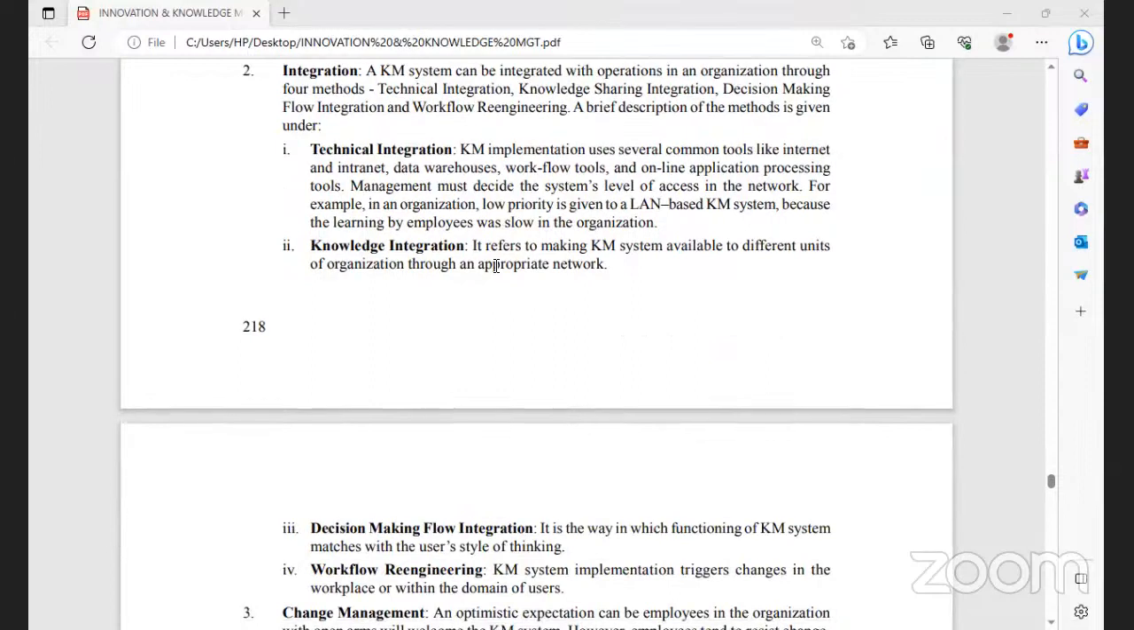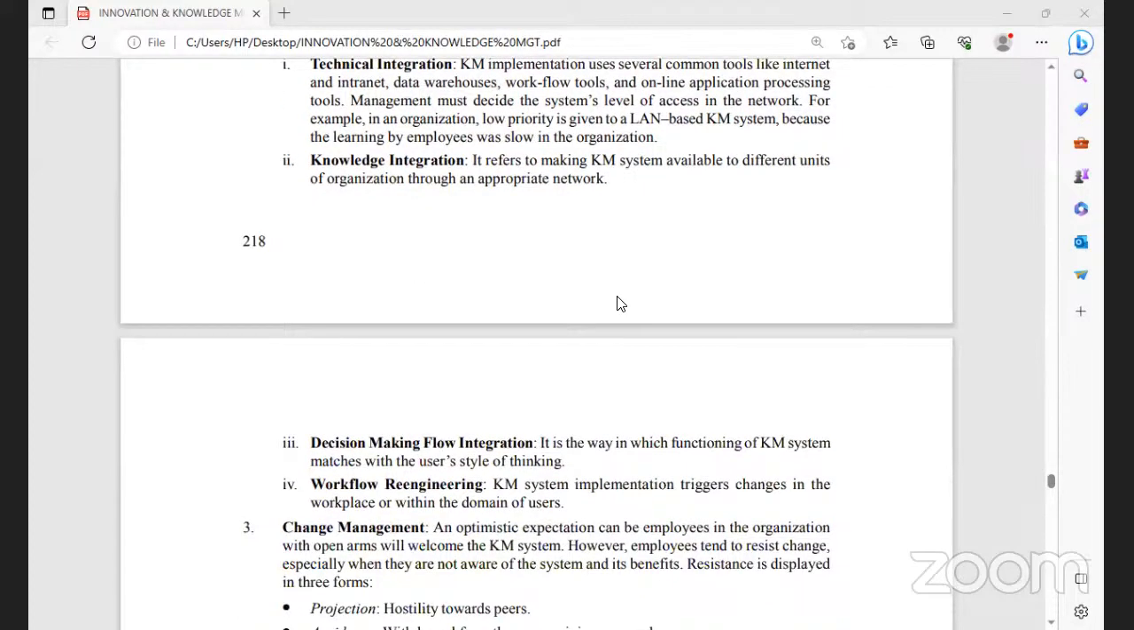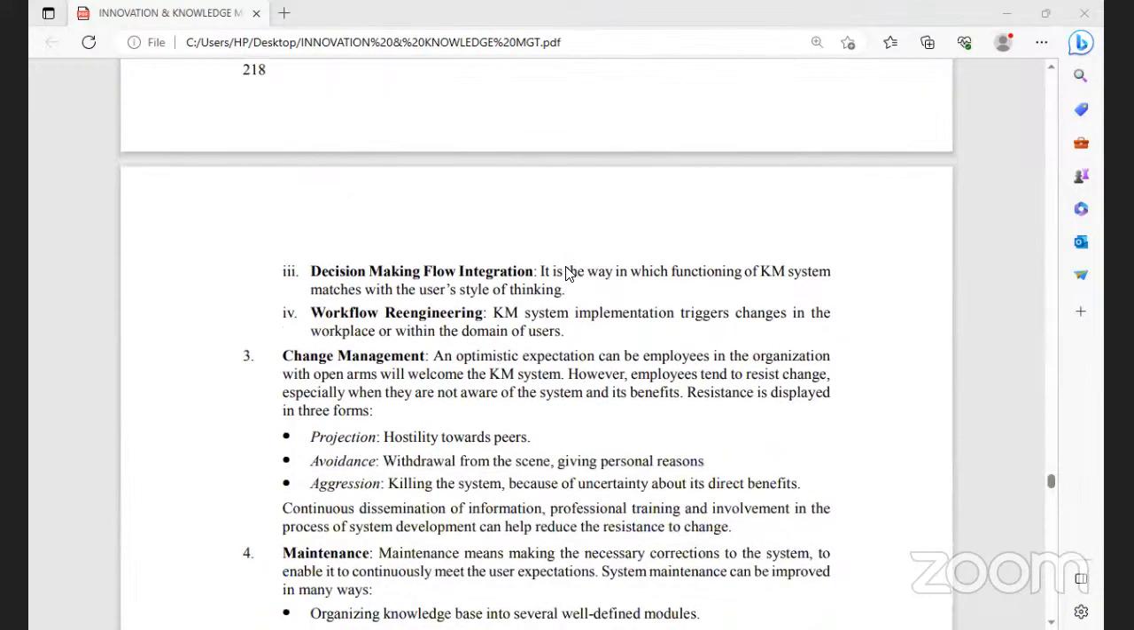Knowledge integration refers to making the knowledge management system available to different units of the organization through an appropriate network. Networking between the people of various categories plays a major role, particularly in areas like knowledge management for integration of various knowledge-based activities. Decision-making flow integration. From the first day onwards, we have been discussing for what purpose this innovation in knowledge management is, particularly in the business environment and business domain.